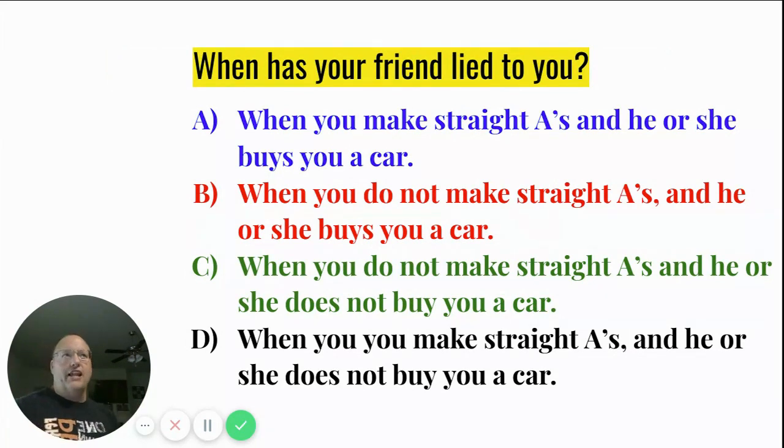When has your friend lied to you? Look at these four different scenarios and let's decide when your friend has lied to you. Is it A, when you make straight A's and he or she buys you a car? Well, your friend told you, if you make straight A's, then they'll buy you a car. So no, clearly they haven't lied to you in scenario A.